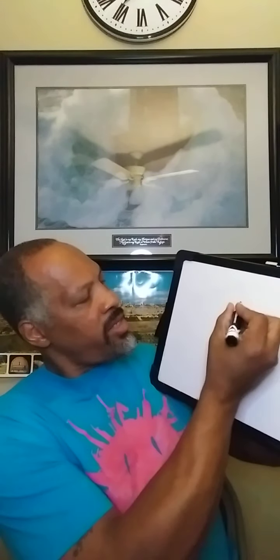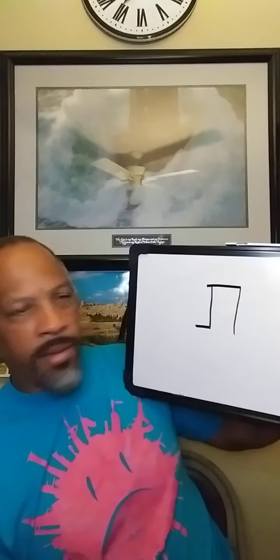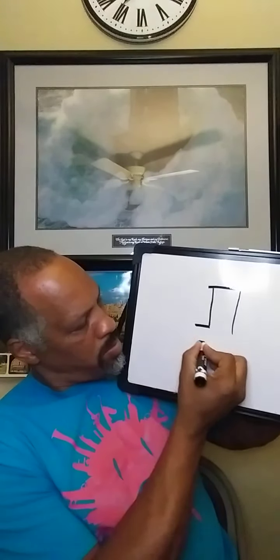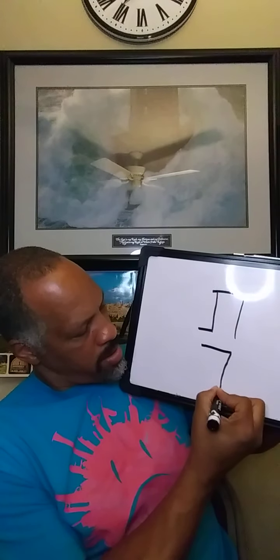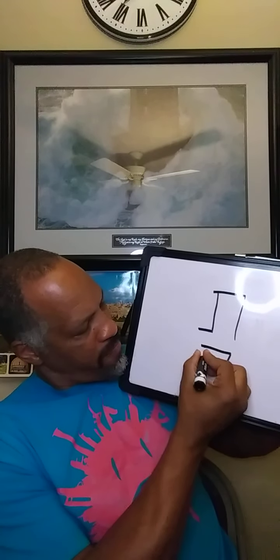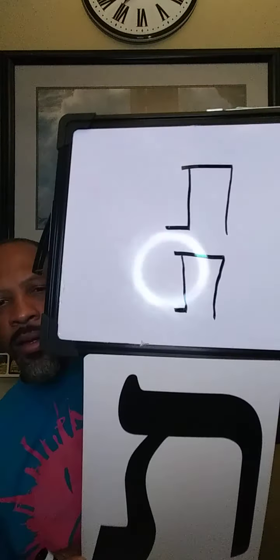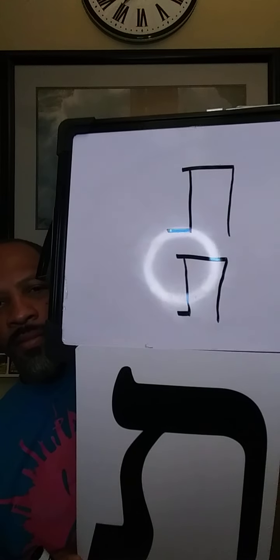Okay, how is it written? Very simple. Over, down, just like that. Once again, slowly. Over, down. Okay, leave a little bit in the front for an overhang and put a foot on it. That is your letter Tav.